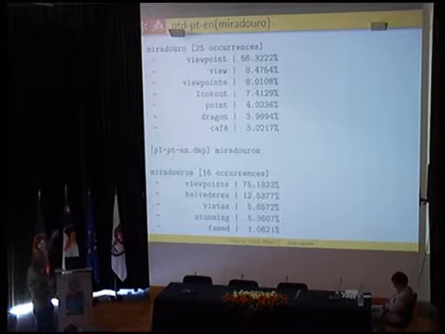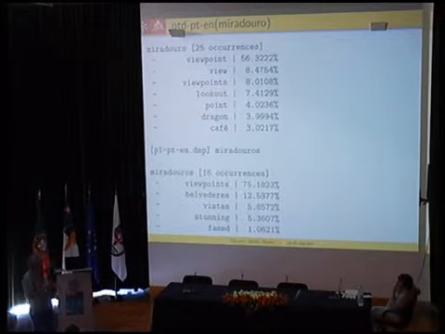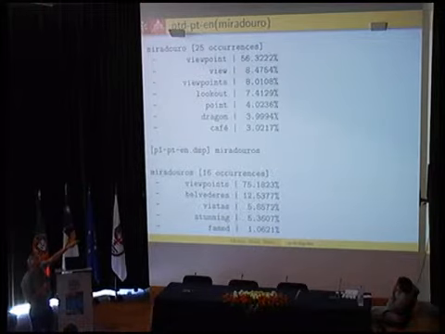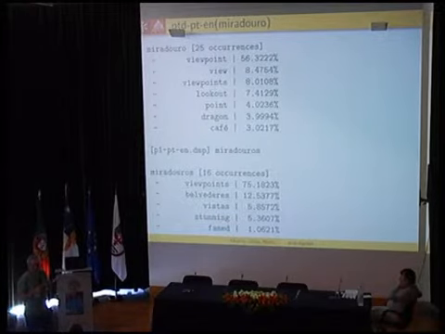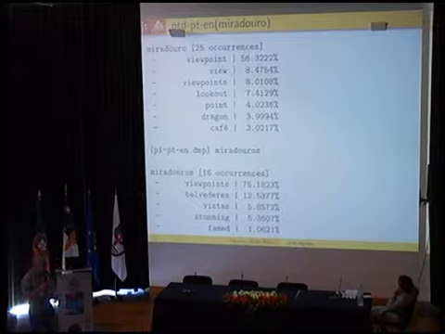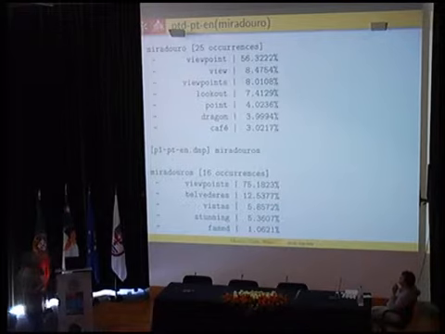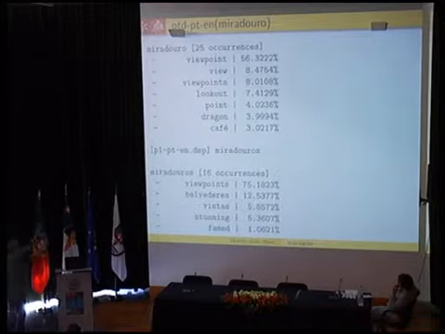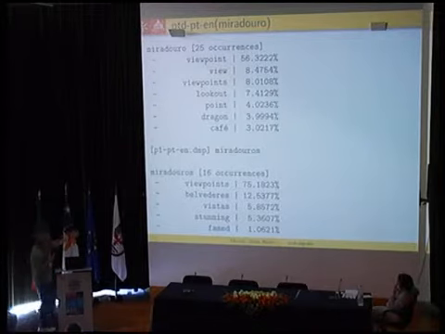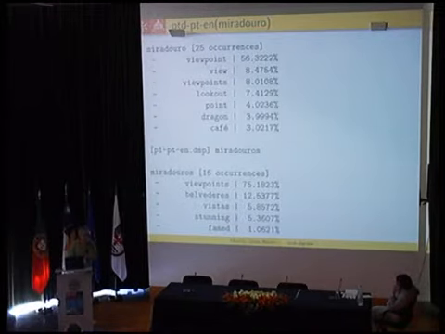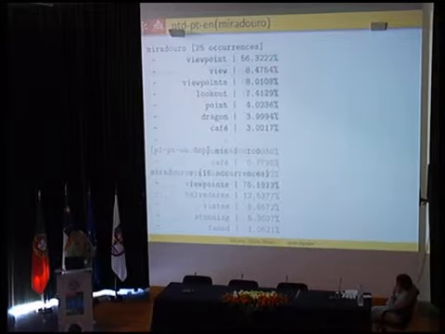For instance, Miradouro returns viewpoint, view, viewpoints, lookout, points, dragon, cafe. So we can see that normally the first ones are useful. Normally the last ones are garbage, noise, useless things. But Miradouros appears, Belvederes appears, things that are not present in the singular. But even for studying a language, this is normally useful.